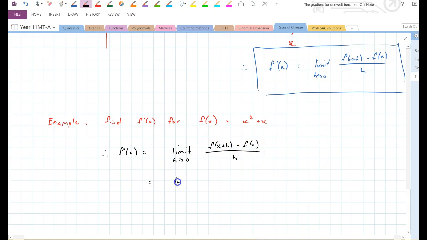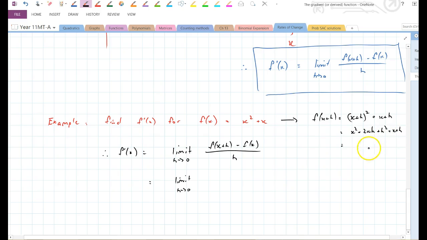Now what I'm going to do is work out what each of these things are. So f of x plus h. If f of x is x squared plus x, then f of x plus h will equal x plus h squared plus x plus h. Okay, we're putting x plus h in for x in each of these places. Remember from your function work, x plus h squared, I'll just expand that, that's x squared plus 2xh plus h squared, plus x plus h.